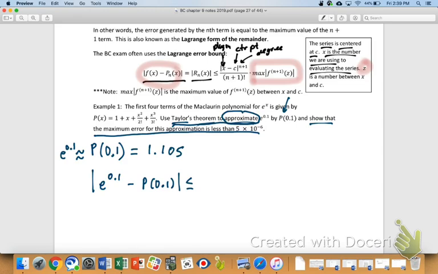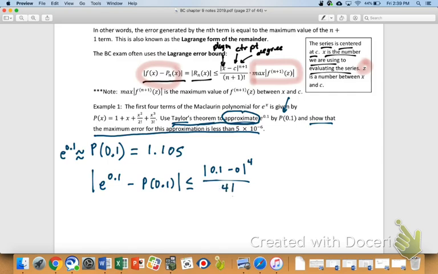So what's my c value? Centering point, which was 0. And what's the number that I plugged in? The x value? 0.1. Okay, so absolute value of 0.1 minus 0, all to the n plus 1th power. So what was n? What was the degree that we used to get our approximation? Third degree. So n plus 1 is 4. So this to the 4th power, all divided by n plus 1 factorial. So 4 factorial.